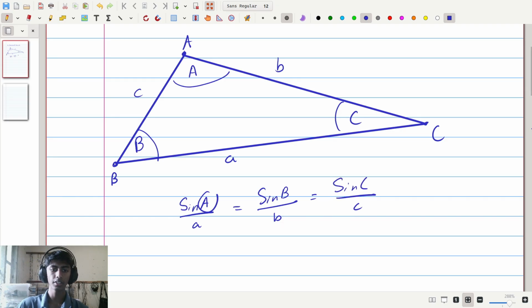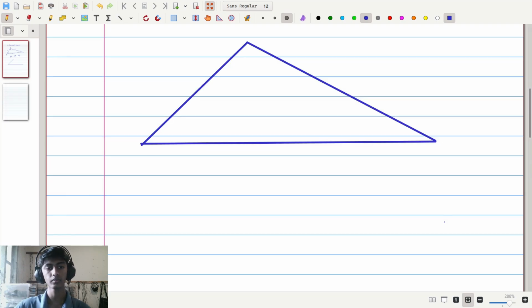Here note, this capital A is referring to the angle capital A at the point capital A, and the simple A here is referring to the side length opposite to that angle. Similarly, this capital B is the angle capital B, and this side length simple B is the side length opposite to the angle B, and C is the angle C, and simple C is the side length opposite to the angle C. So now let's look at how we can prove that this fact is true.